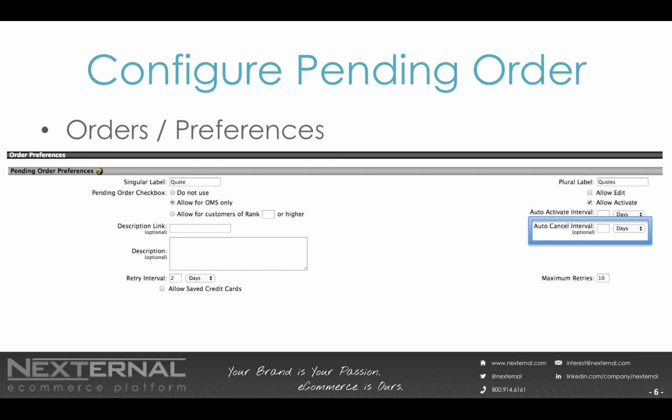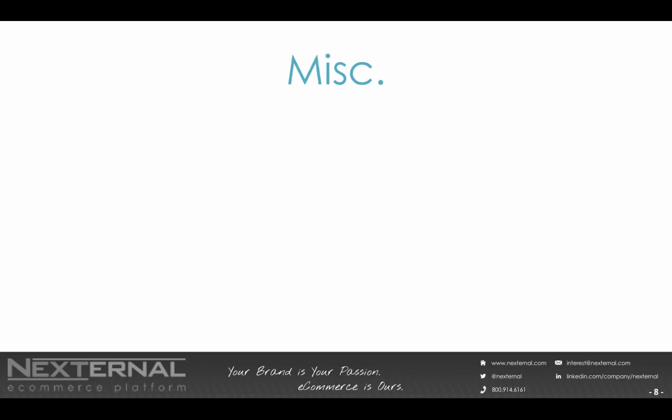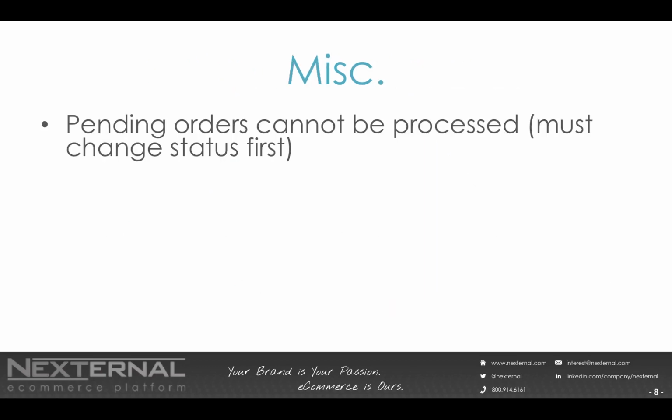Finally, this is an option, auto cancel interval. This allows you to set an expiration date for your pending orders. Maybe they're only good for 10 days and then a customer has to get another bid. It allows you to limit that. So once you do that, you are finished with the setup. Setup is totally done. As you can see, it's just two little areas. Pretty simple. All right, there are a few other miscellaneous items that I would like to talk about.